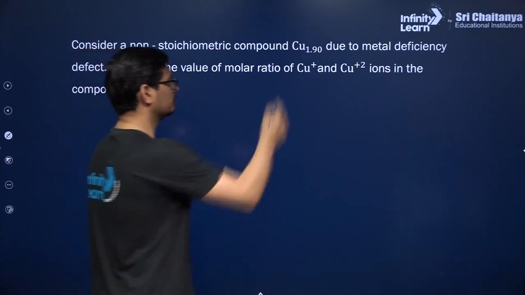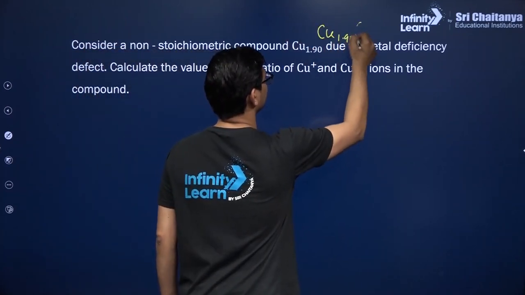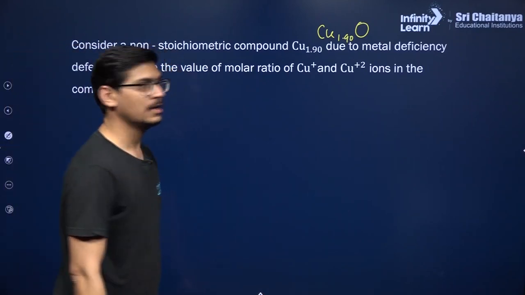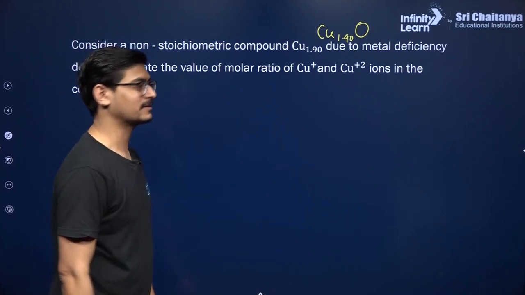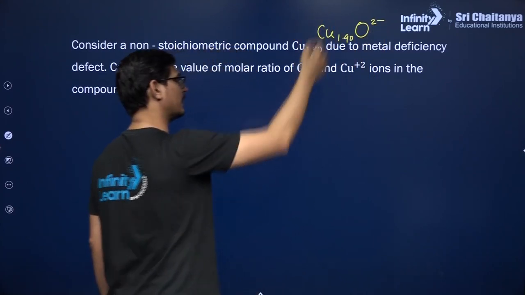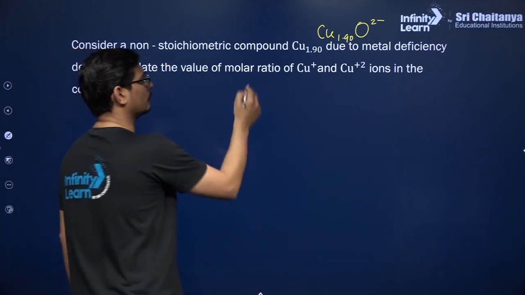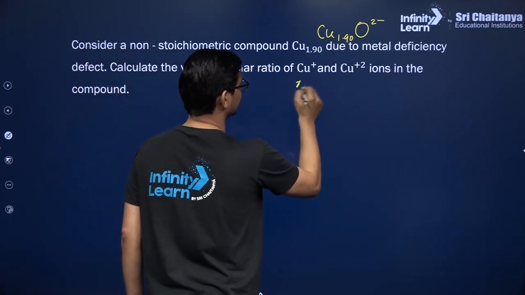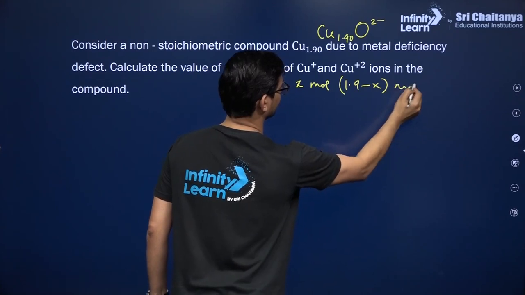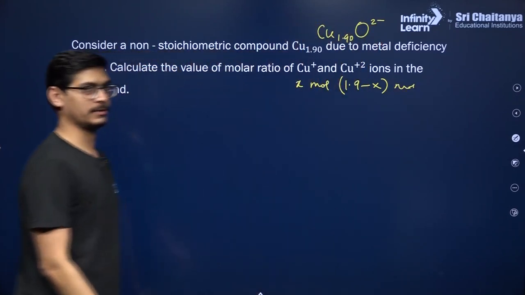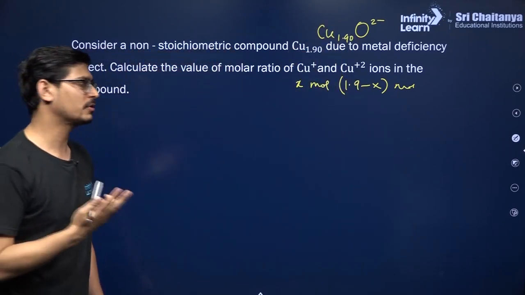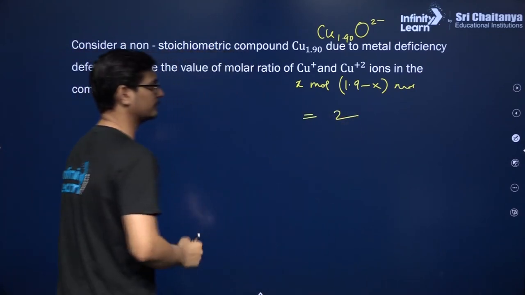Consider non-stoichiometric compound Cu1.9O, right? Due to metal deficiency defect, calculate the value of molar ratio of cuprous and cupric ions in the compound. So here we follow the charge balance condition, right? Because oxygen has 2 minus, so a total of 1.9 copper should have 2 plus charge, right? Now let us take the amount of cuprous as x mole, then amount of cupric will be 1.9 minus x, right? Because for each mole of oxygen, there is 1.9 mole of copper, right?